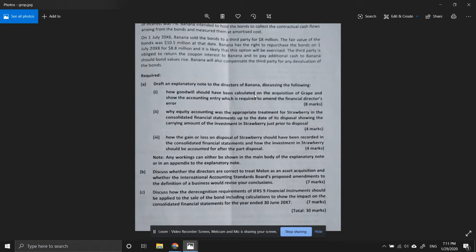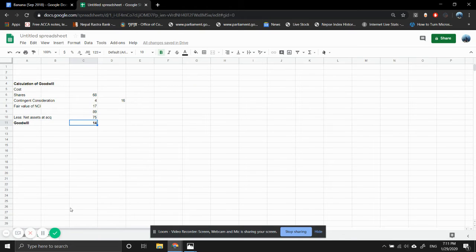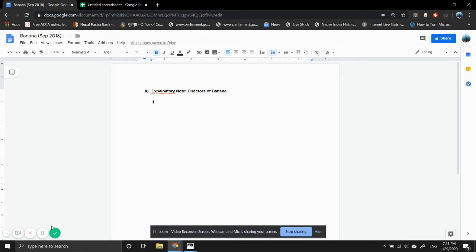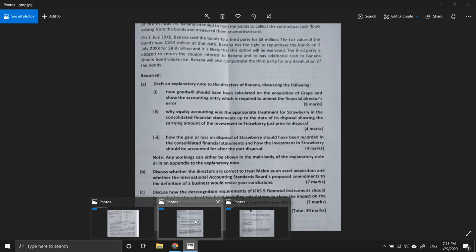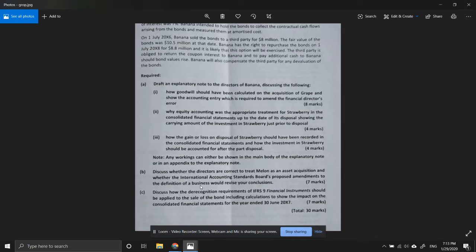So how should it have been calculated? So the accounting entry that is required to amend that director's error, okay, we will talk about that as well. But firstly, what we need to do is let's explain the calculation procedures of goodwill. Goodwill, right? So what does the question say? How goodwill should have been calculated? Okay.